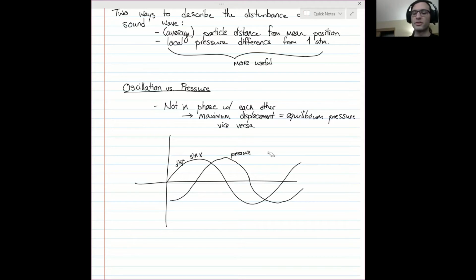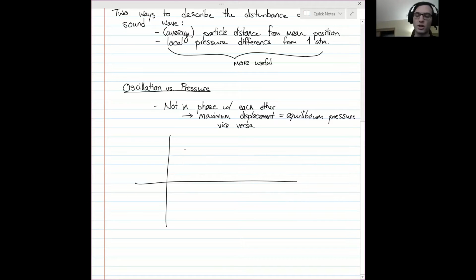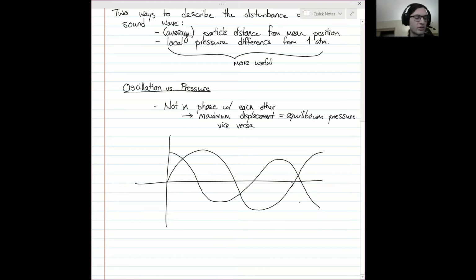Actually, you know what? I'm going to redraw this just because it's a little bit easier to see. So let's start by drawing the pressure diagram first. This is a normal sine wave. And the reason I'm drawing this one first is because it turns out that pressure leads displacement, so it'll be a little bit easier to see. Then the displacement would look like this. I need to get this right because they have the same wavelength. Like that. There we go.